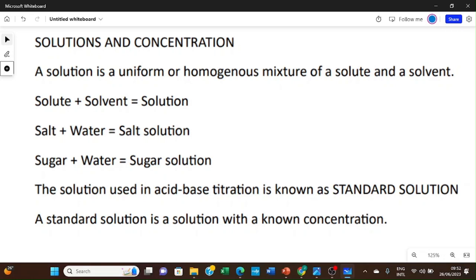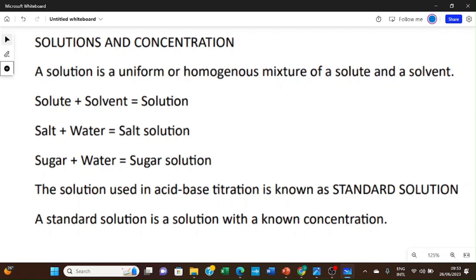So today's lecture will be looking at solutions and concentration. Now what's a solution? A solution is a uniform or homogeneous mixture of a solute and a solvent. That means solute plus solvent is equal to solution. The solute is usually in solid form, not in all cases, and the solvent is usually liquid. The most common solvent we use is water. Water is a major solvent, it's a universal solvent, and it's used to dissolve many substances.